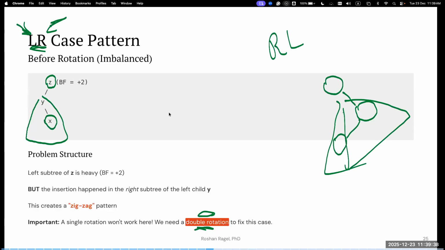It's not so difficult. Actually, the double rotation is done in two steps, two rotations. The first rotation is done to make a complex case like LR or RL become an easier case like RR or LL, right? So I'll show you how.